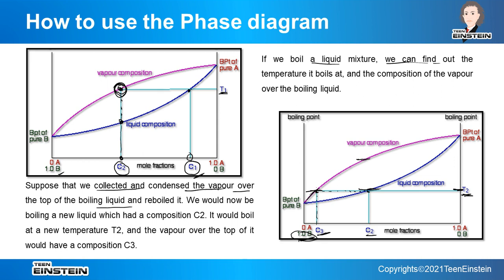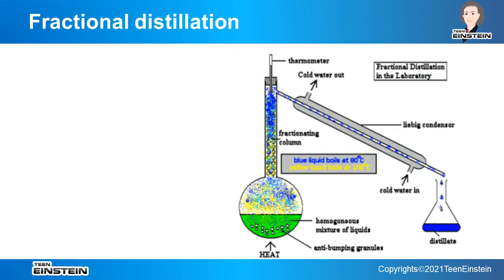Now you are reboiling it at some temperature T2, which is given in the next graph. When we are boiling it at T2, it will have a new composition C2 and it will boil at temperature T2, and a new vapor will be generated, that will have composition C3. So this is the theory of fractional distillation, which we will see in this picture.